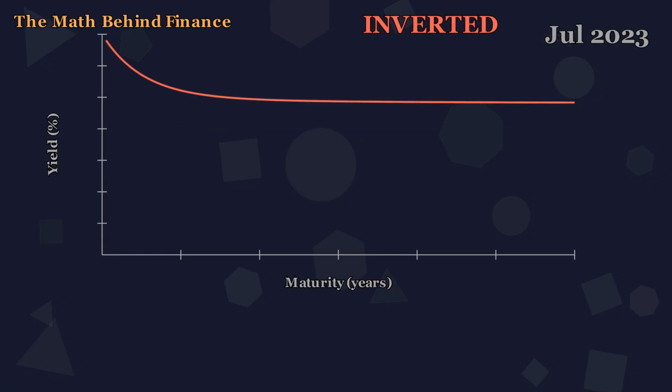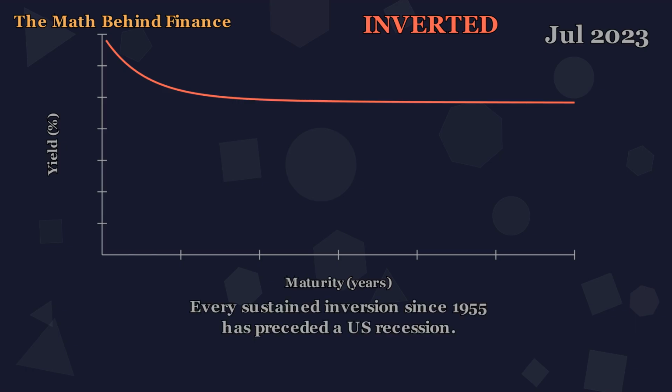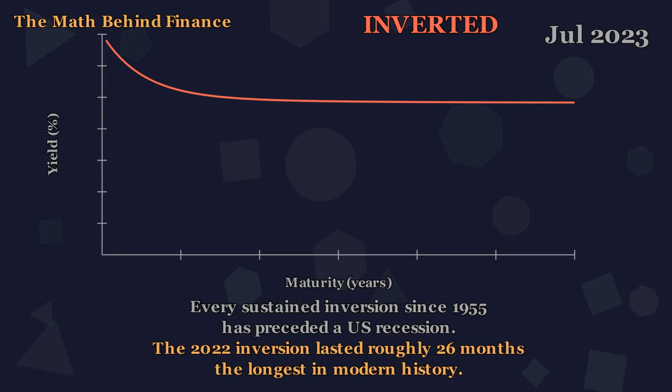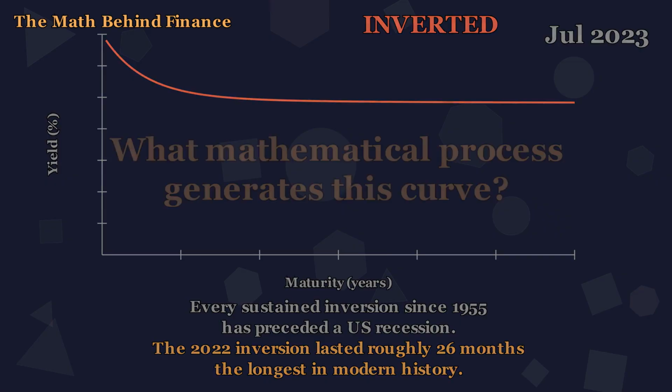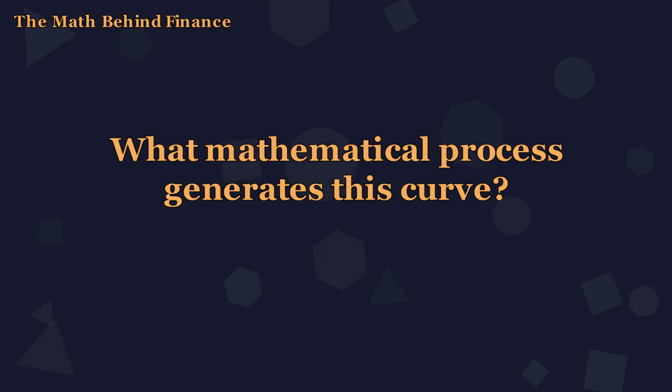Now, this inversion is not just a shape. Every sustained yield curve inversion since 1955 has preceded a U.S. recession. The 2022 inversion lasted roughly 26 months, the longest in modern history. Its track record remains, as of now, anomalous. So here's the question this episode will answer. What mathematical process generates this curve?